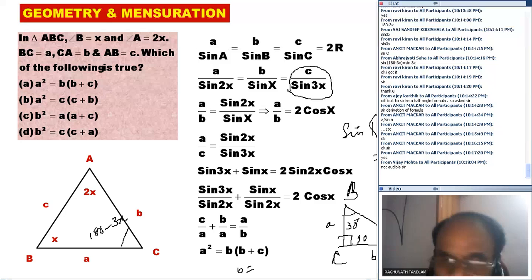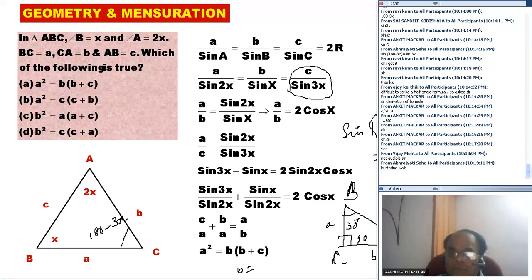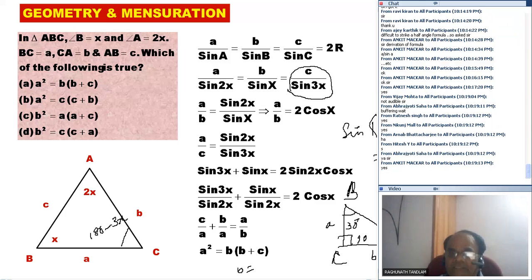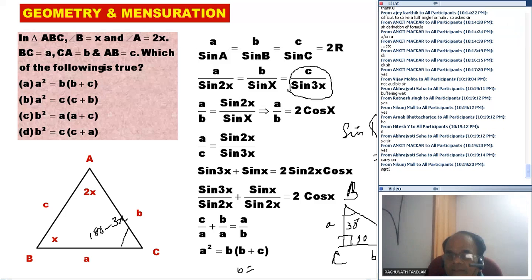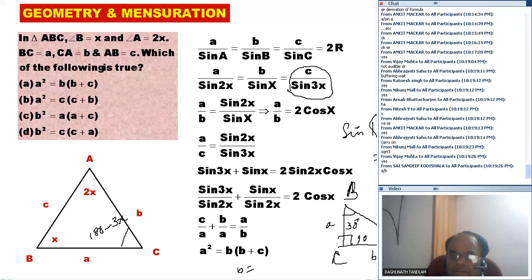Tan 60. What is tan 60? Is it audible or not? Wait some time. Buffering. Is it audible now? Yes. What is tan 60 from here, Gaurav? A by B is root 3. So this becomes A root 3.